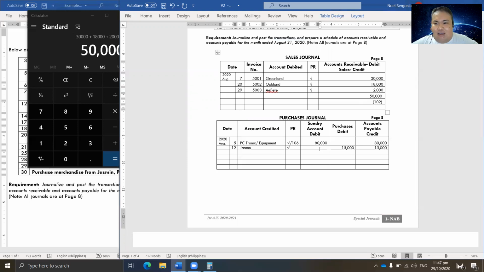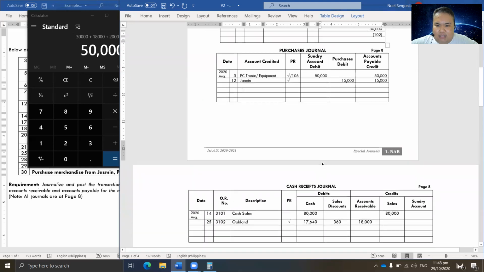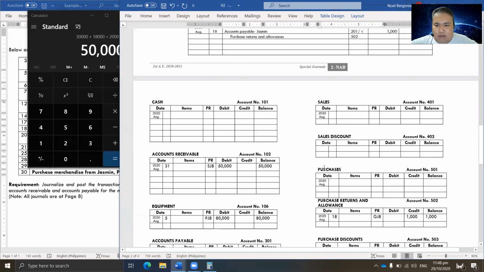Ibig sabihin lang po niyan na post na po yung ating accounts receivable. Okay? So, again, ang posting sa general ledger kapag nasa columns ng special journal happens on the end of the reporting period. Okay? So, next, of course, yung sales. Okay? Si sales, no, we have to put it on 50,000 again sa sales po naman. Okay, ayun po yung sales.